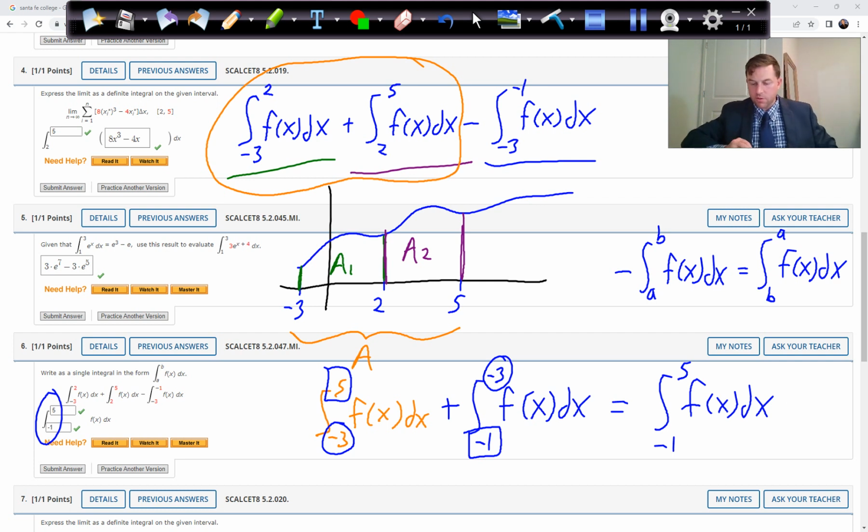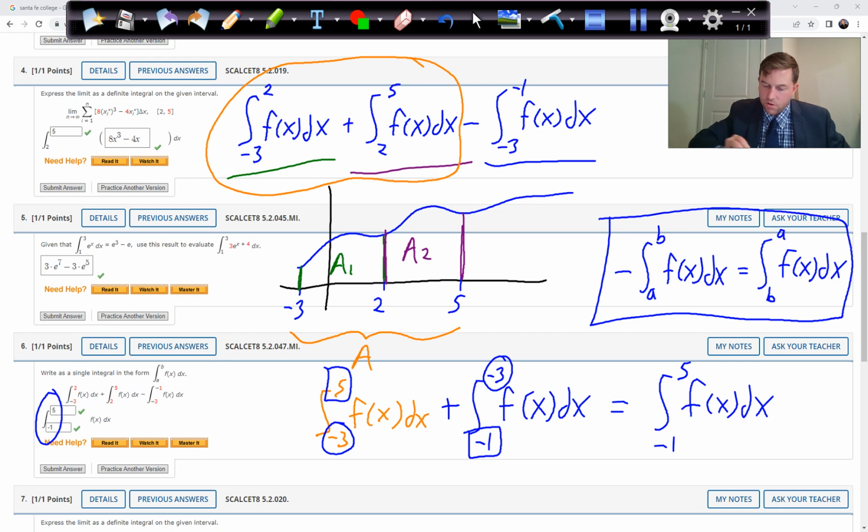So you just have to come up with those new limits using this property and using this idea that I've captured in this picture here, that if you take your function and break it into chunks, as long as they're touching, as long as they're meeting at a common point, you can just go from the smallest number to the biggest number. So you can combine separate definite integrals for problem 6.